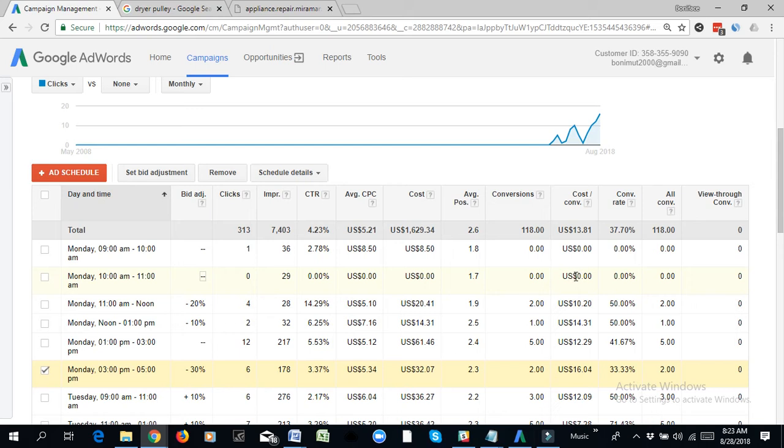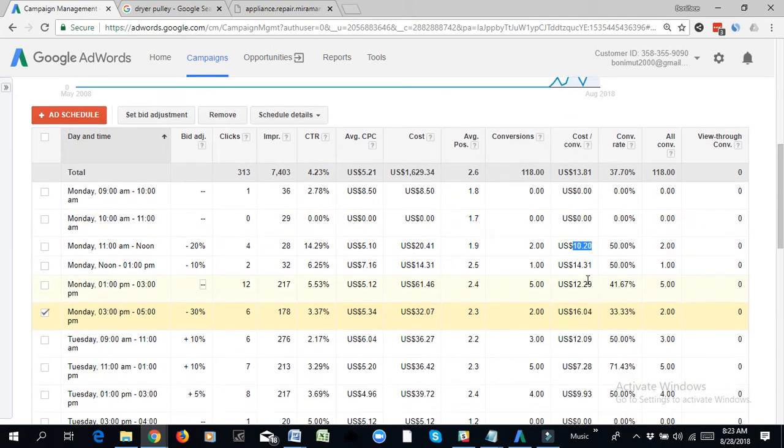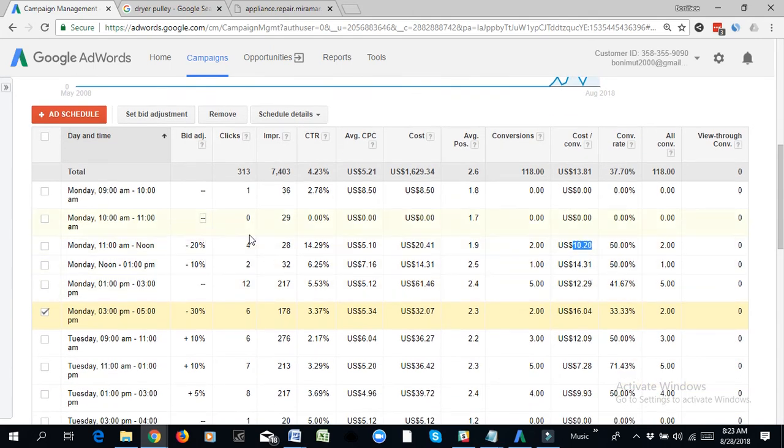On the second time block, 10 a.m. to 11 a.m., we have no data there. The next time block, 11 a.m. to noon, we have this cost per conversion, which is okay, although we have a negative bid adjustment, so it probably came down after we made this negative bid adjustment as well.